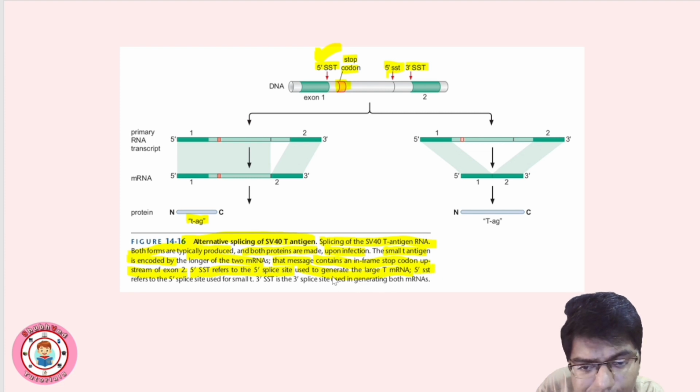तो 5 prime split site जो small में लिखा है, that is the 5 prime split site used for small antigen, right? And 3 prime SS is the 3 prime split site used in generating both mRNAs. Okay, now I will explain. See, in the first case, यहाँ पे small t antigen है. We can see from the picture that this is small one and this is a large protein. Okay, I will write here.